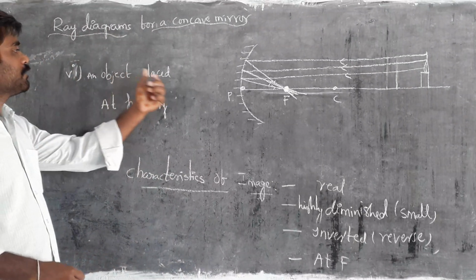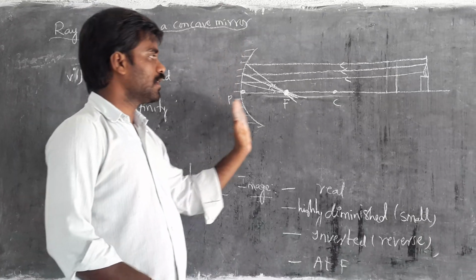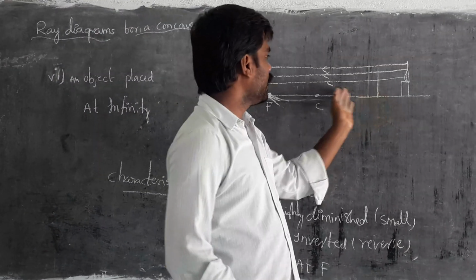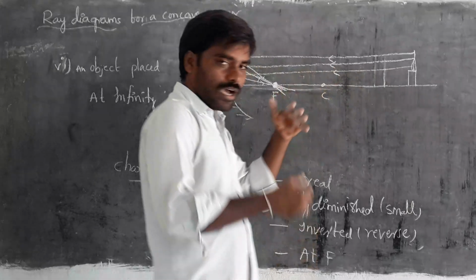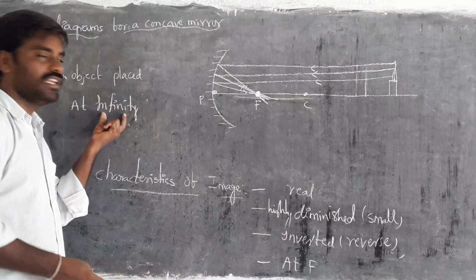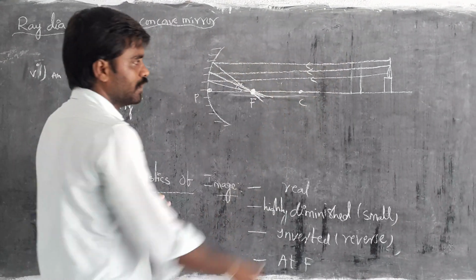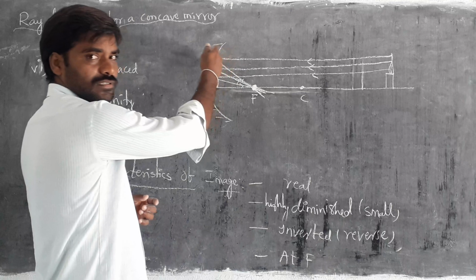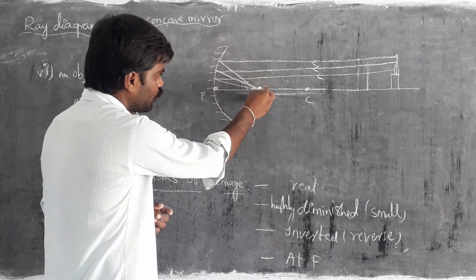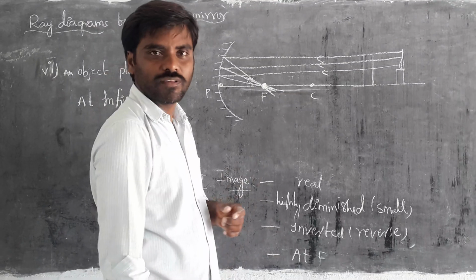Now, an object is placed at an infinity distance. So I take a concave mirror, and here I take a candle. I consider that it is a long distance, and long distance we simply call infinity distance. Then, how is the image formed? These are all parallel rays. After reflection, all reflected rays coincide at the point of focus.